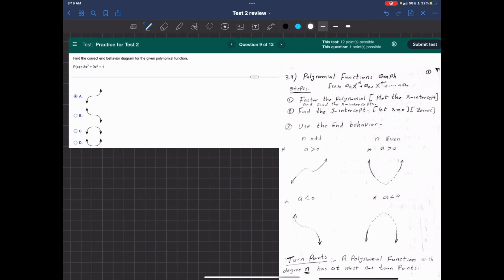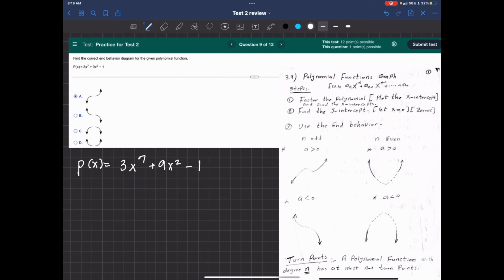Number 9, find the correct end behavior diagram for the given polynomial function. So P of x is equivalent to 3x to the 7th plus 9x squared minus 1. I already have the answer choice on there. The answer choice is A, but let's talk about why it's A.